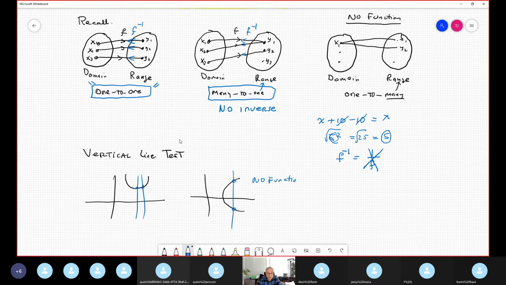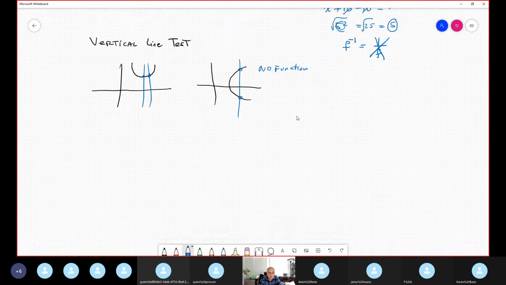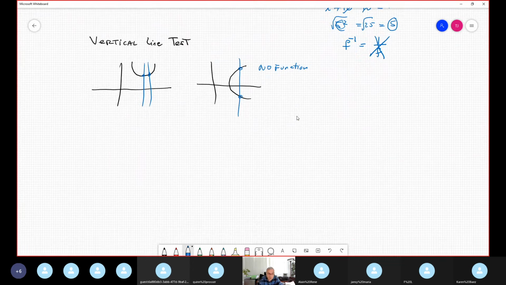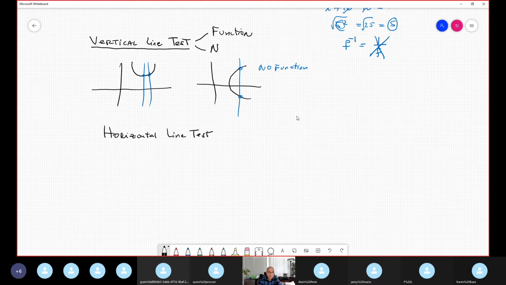So we have another test, the horizontal line test, which is similar to the vertical line test. The vertical line test is used to verify whether it is a function or not a function.